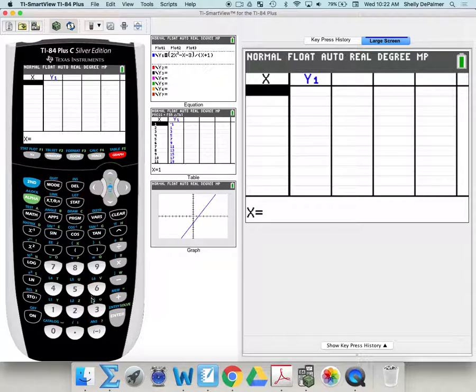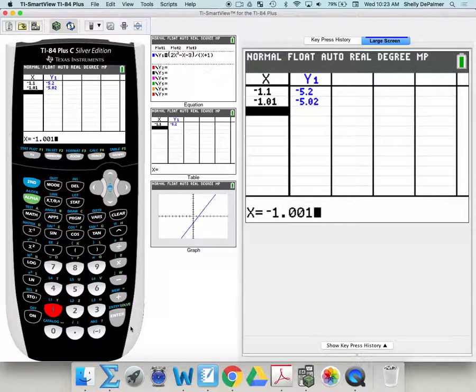So in this case, we have -1.1. And when we hit enter, you get -5.2, which is what I put in. Then -1.01, and we got the -0.502, and so on and so forth. So all you really need to do is plug it into your graphing calculator and then use the table feature.